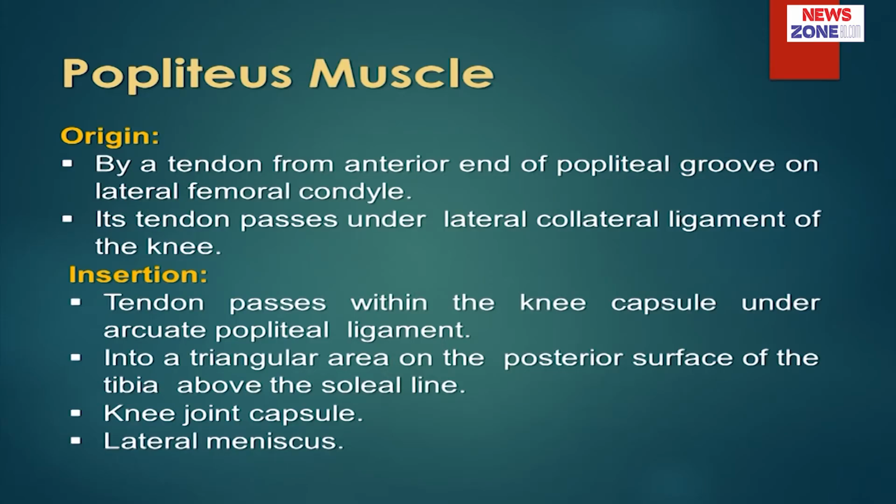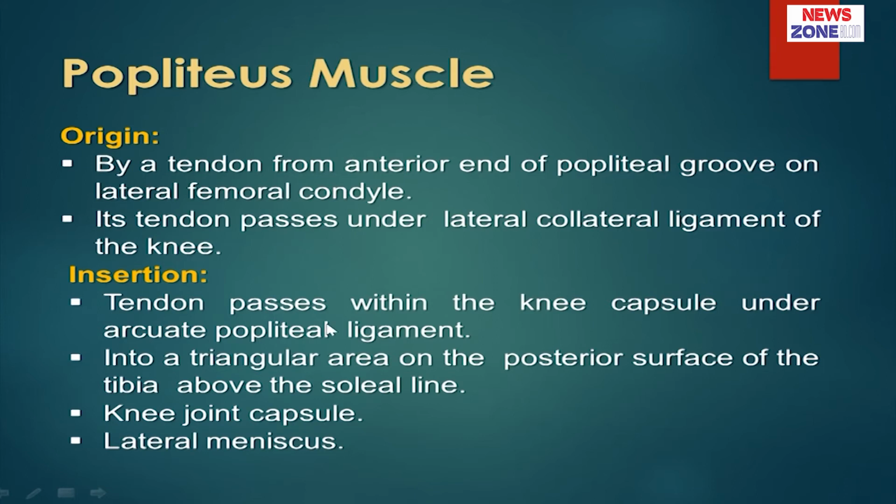Now let's see the origin, insertion, nerve supply and action of the popliteus muscle. The origin is from the tendon, which arises from the anterior end of the popliteal groove on the lateral femoral condyle. So that condyle has a popliteal groove, as we have discussed during the study of the femur. So we know that from that groove the tendon of the popliteus muscle is arising. This tendon passes under the lateral collateral ligament of the knee.